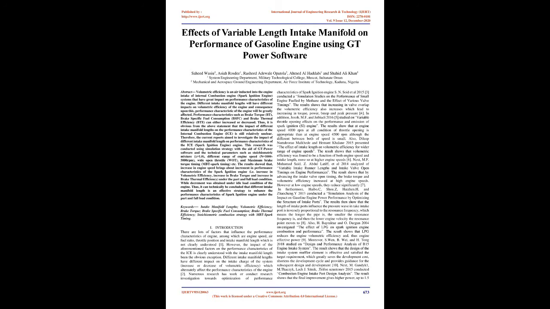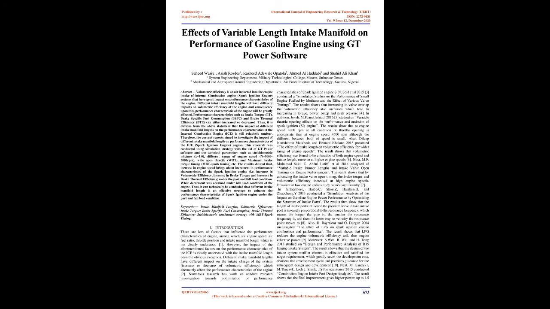Saheed et al., 2015, conducted a simulation study on the performance of a small engine fueled by methane and the effect of various valve timings. The results show that with increasing valve overlap the volumetric efficiency also increases, which leads to increase in torque, power, and peak pressure. In addition, Asiah, M.F., and Adewale, 2016, studied variable throttle opening effects on the performance and emission of spark ignition (SI) engine. The results show that at engine speed 4000 rpm all conditions of throttle opening are more appropriate than at engine speed 4500 rpm, although the difference between both speeds is small.